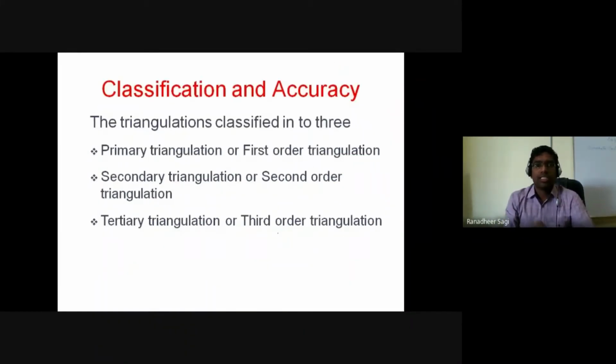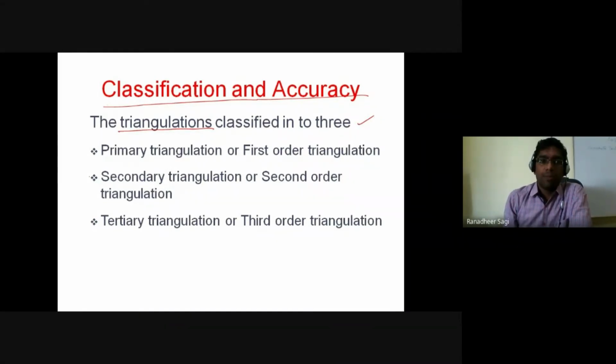Next, let us talk about the classification of triangulation and its accuracy: which triangulation network has more accuracy, which has less accuracy, and in which type of conditions we should go for which network. Triangulations are classified into three types.